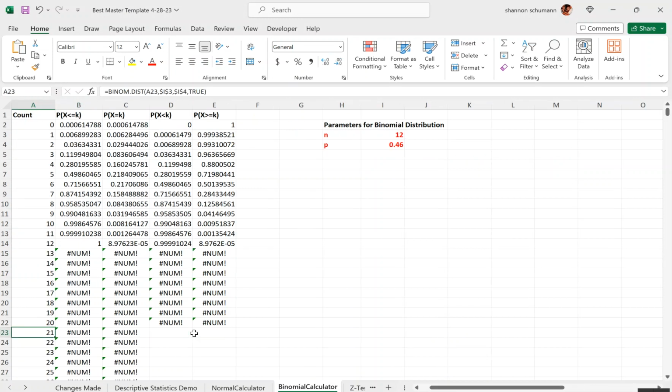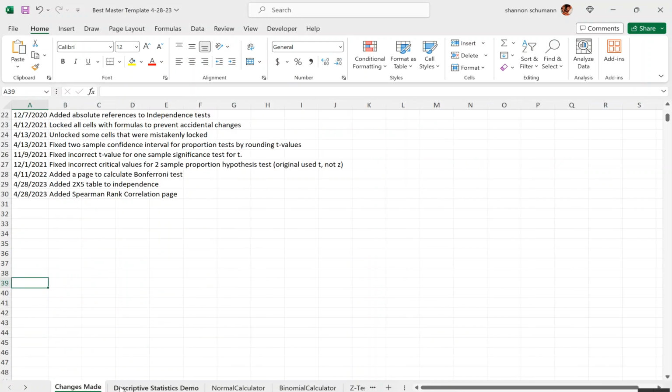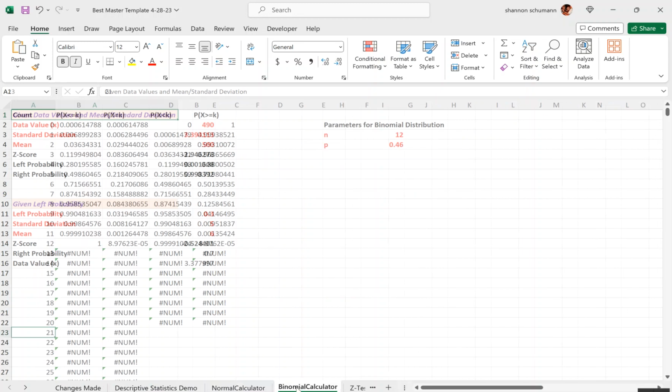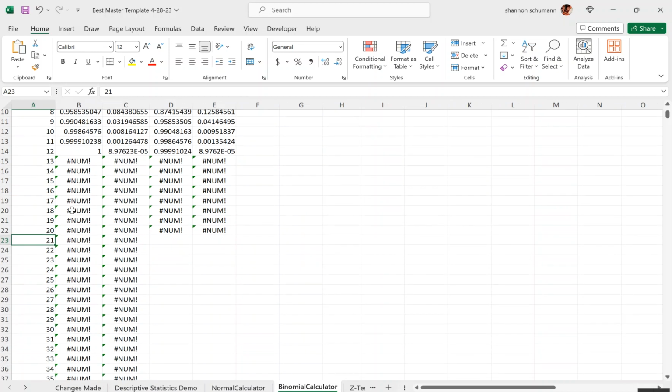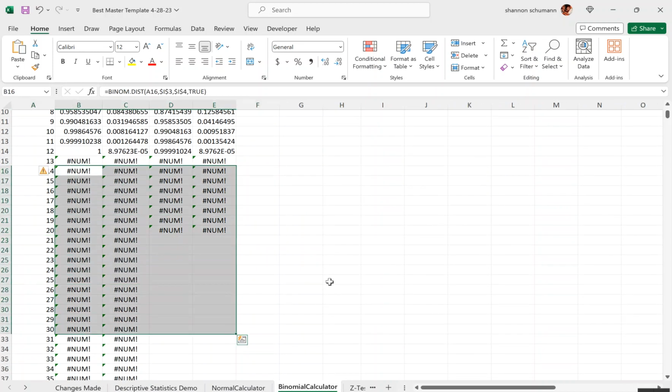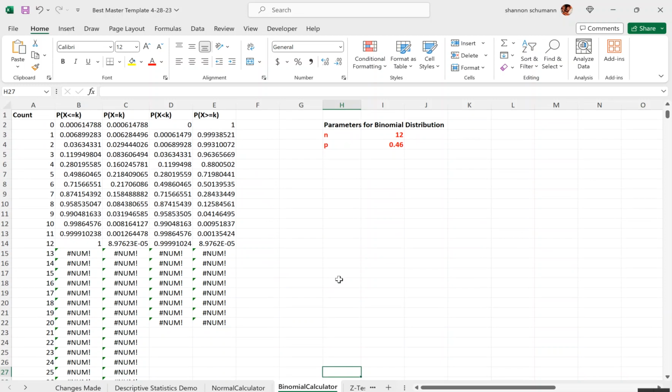When you look in the template, you'll see that there are a whole bunch of little tabs down here. We're looking at binomial probability, so we're going to use the binomial calculator. And you're going to see when you open it up that you have a lot of these error symbols. Don't worry about that. I'll show you what that is in a minute.